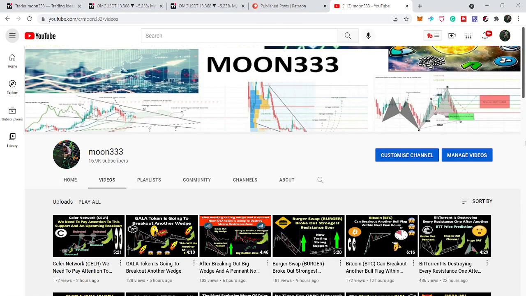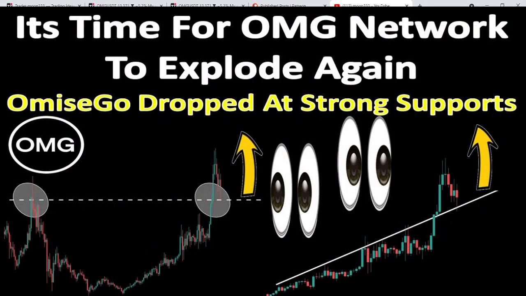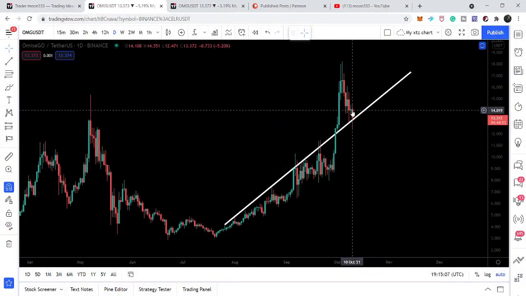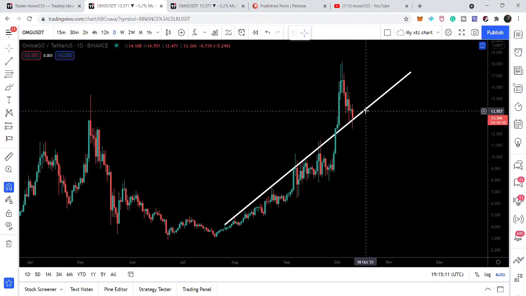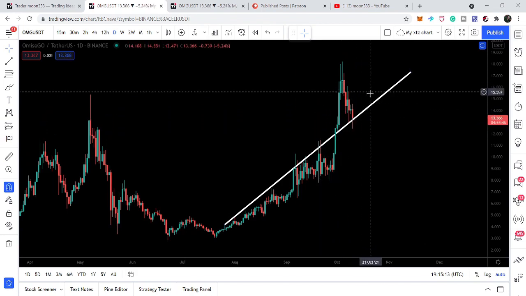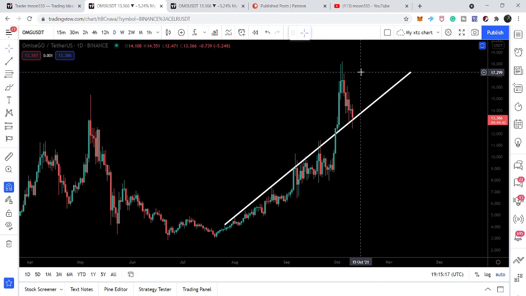Hope you're well and welcome to the new update on OMG network. In my last video, we were watching that OMG network broke out a very strong trendline resistance on the daily time frame, and it was testing the previous resistance as a support. Right now, it is still using the previous resistance as a support and moving above this resistance. So in today's video, we will try to analyze whether the price line will break down the support or it will be reversed bullish from here.